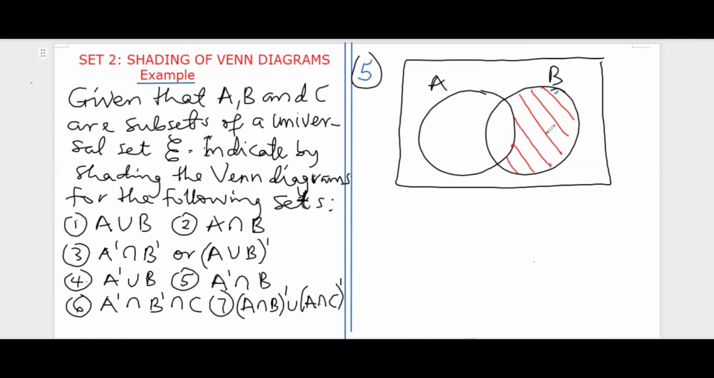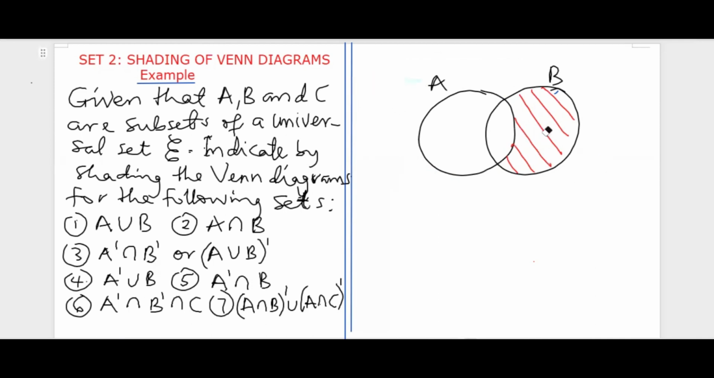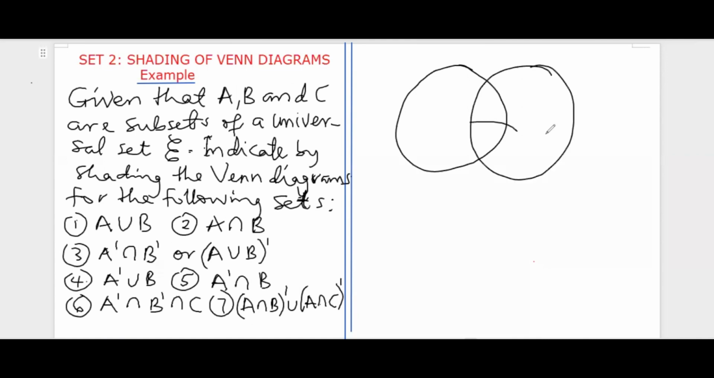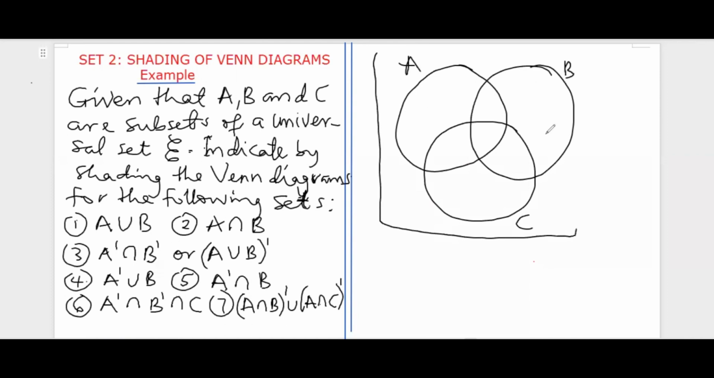Then we move on to those with 3 subsets. Under the 3 subsets, we have A, we have B, we have another one, C. This is A, this is B, and this is C. So I want to answer number 6.